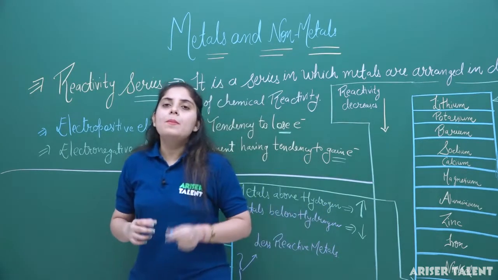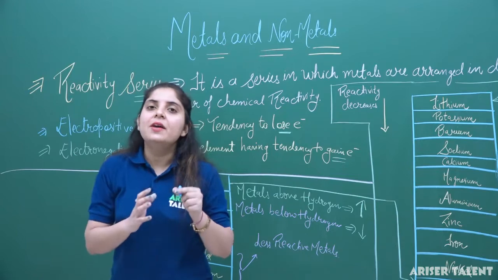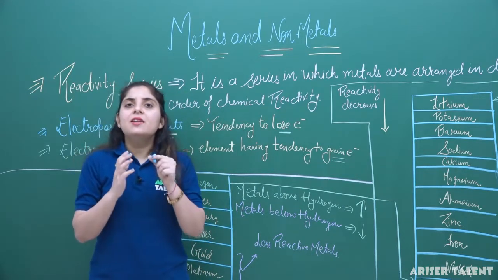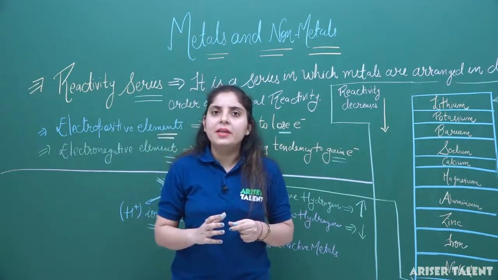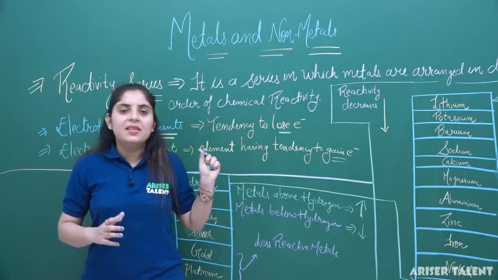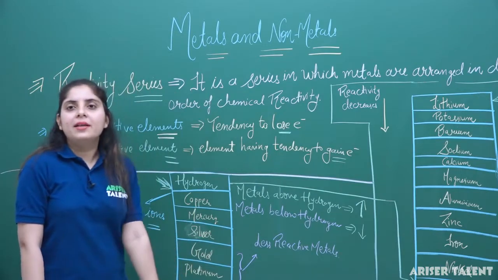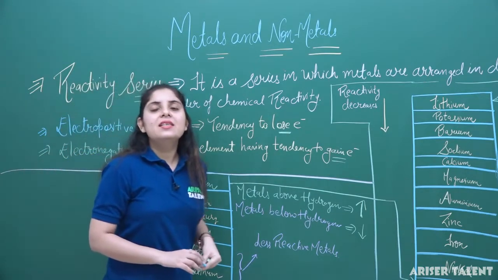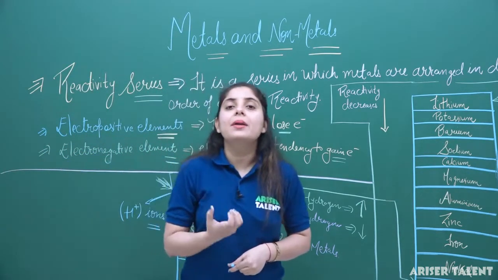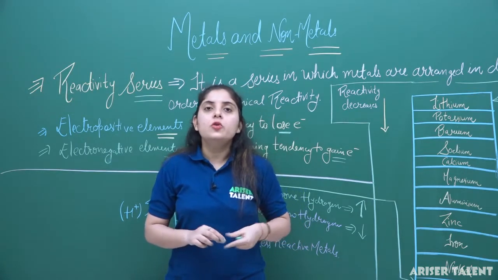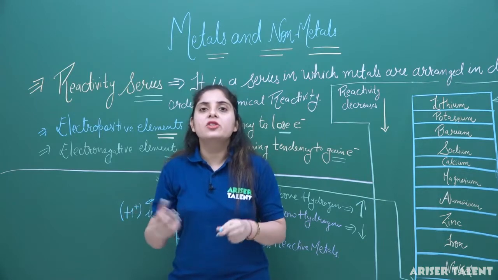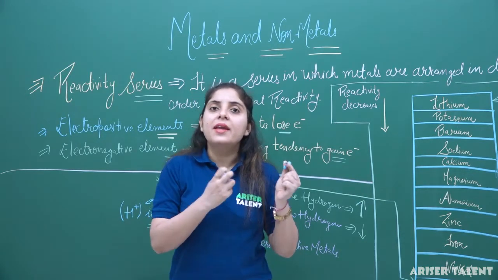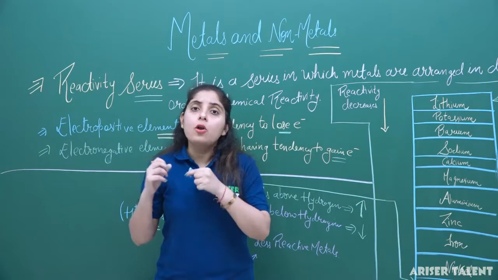So this is all about the reactivity series. The basic definition is that the series in which the metals are arranged in the decreasing order of their chemical reactivities is known as the metal activity series. The metal activity series is essential to check the chemical reactivity of any metal. It might be important from your exam point of view, or for chemical reactions to occur, or to check whether the reaction will be completed or not.